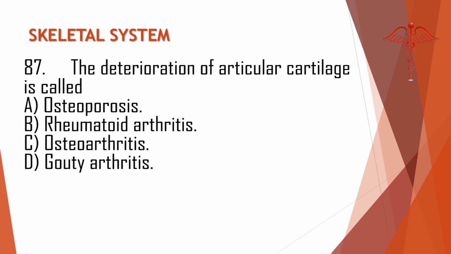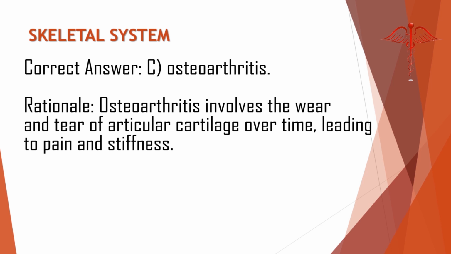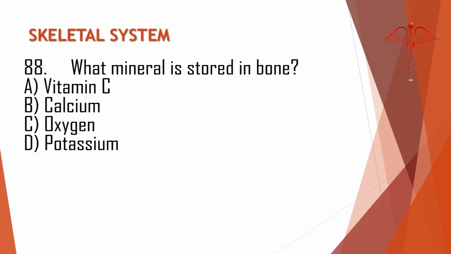87. The deterioration of articular cartilage is called A. Osteoporosis. B. Rheumatoid arthritis. C. Osteoarthritis. D. Gouty arthritis. Correct answer: C. Osteoarthritis. Rationale: osteoarthritis involves the wear and tear of articular cartilage over time, leading to pain and stiffness.